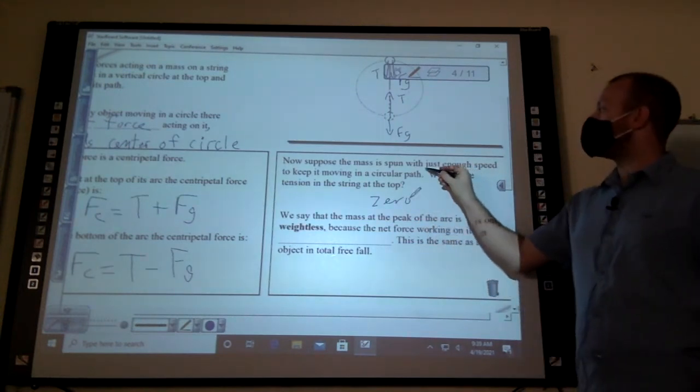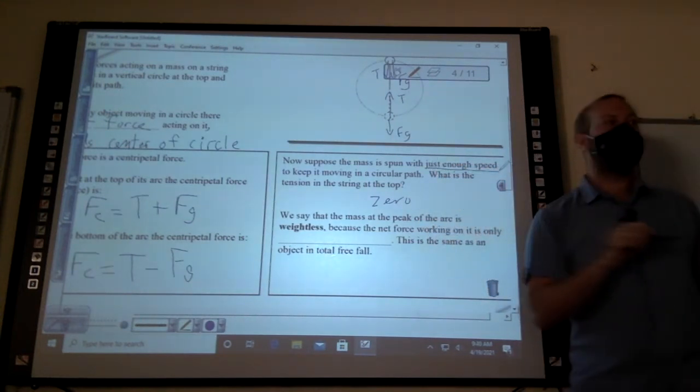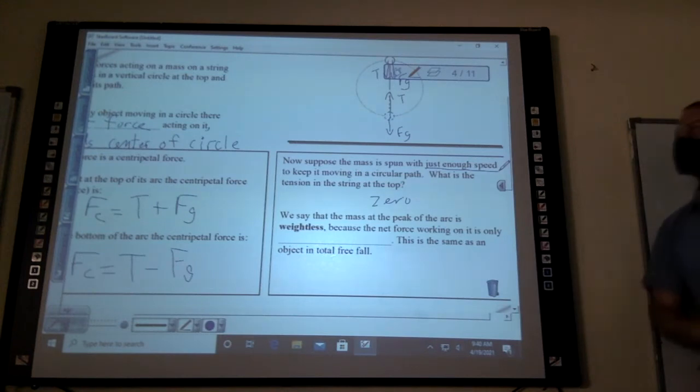This is if I'm moving with just enough speed. So this is a very common question in the practice problems. This is a very specific case where the tension at the top is 0. Can we ever have that the tension at the bottom is 0?